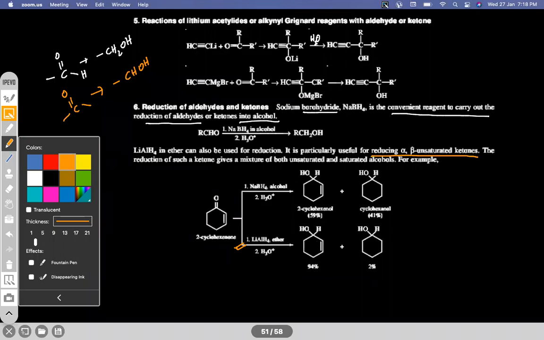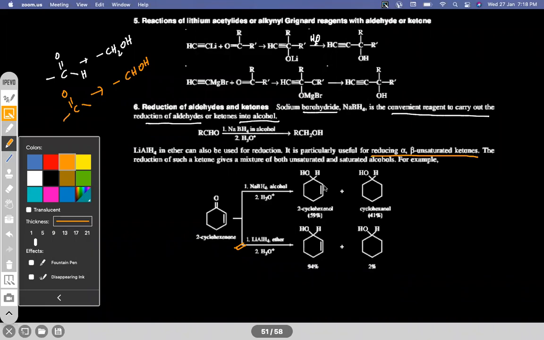But LiAlH4 and NaBH4 don't act on double bond, sir, in general. Yes, Tripan, what did you say? Tell me. LiAlH4 and NaBH4? So they don't act on double bond in general, sir. They don't oxidize. Sorry, hydrogenate.